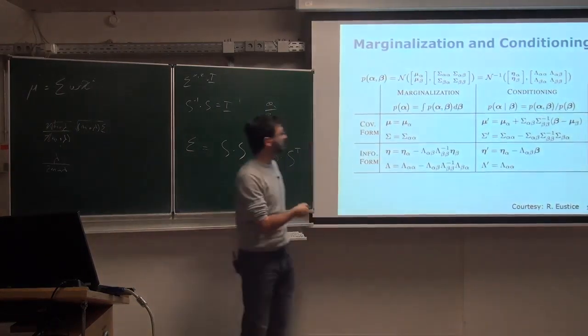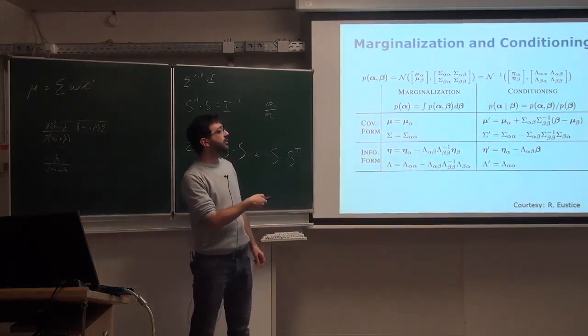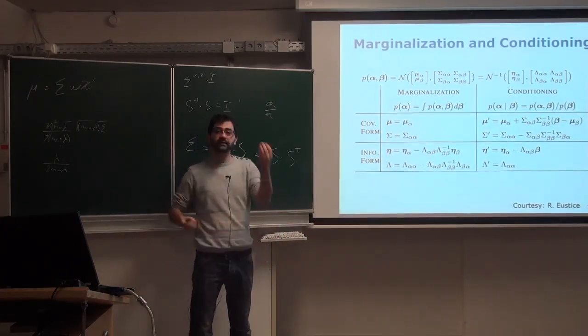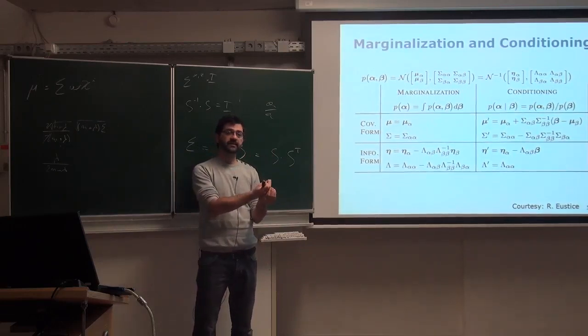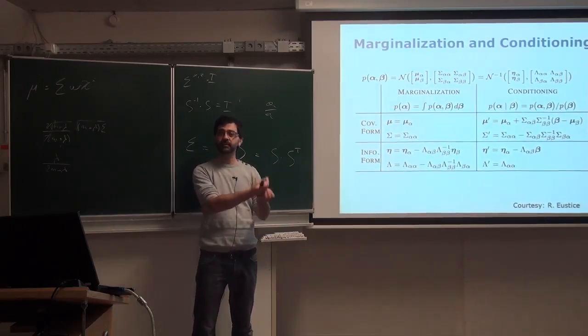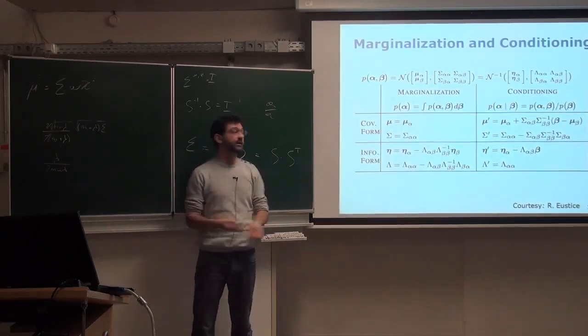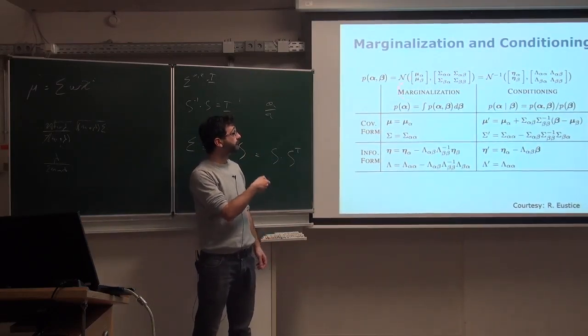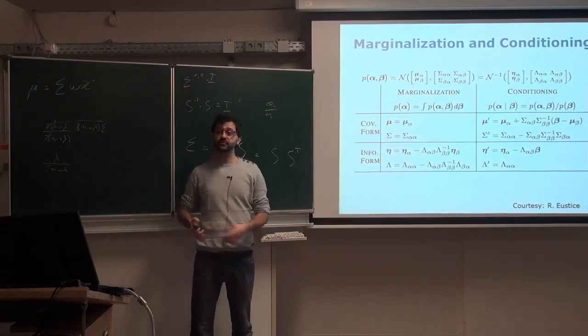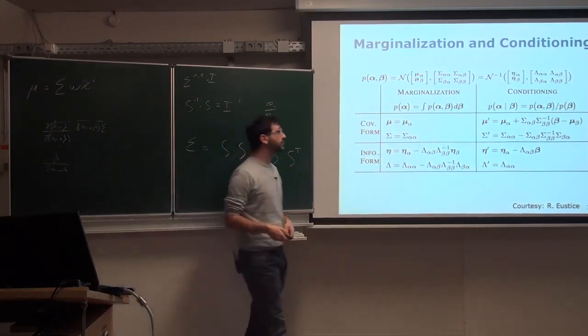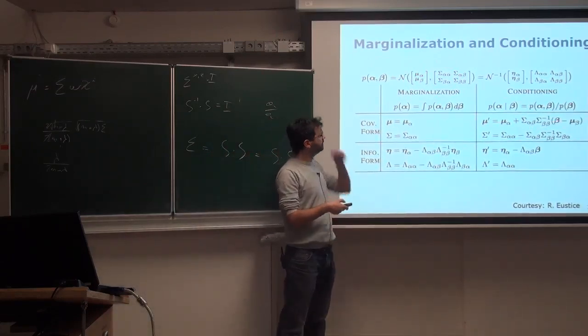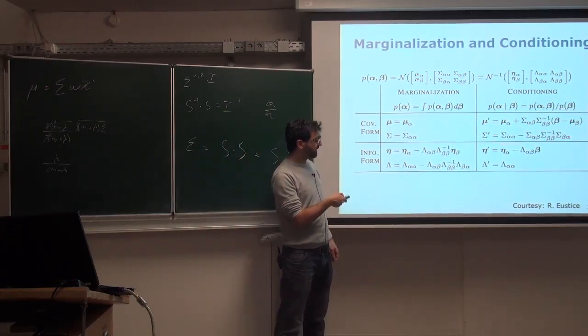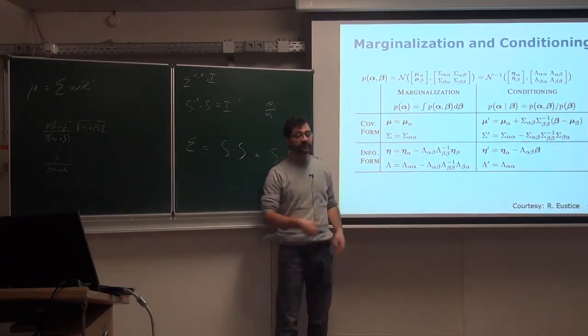Okay? So you can see already that according to how many operations you need to do with your random variables, one parameterization might be more efficient or better suited than the other one. If you need to do a lot of marginalization, the moment parameterization is actually better. If you need to do a lot of conditioning, the canonical parameterization will be better.